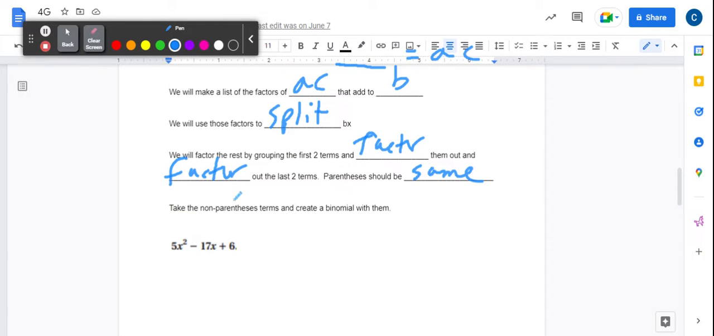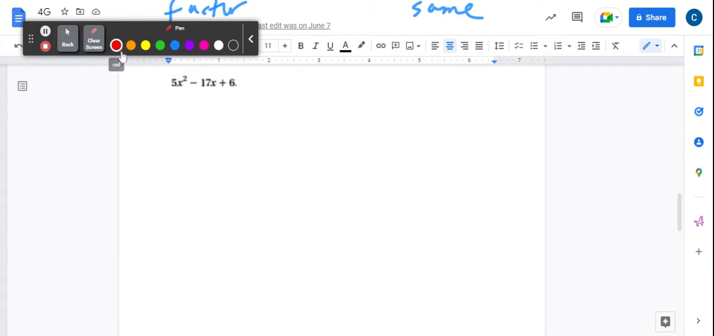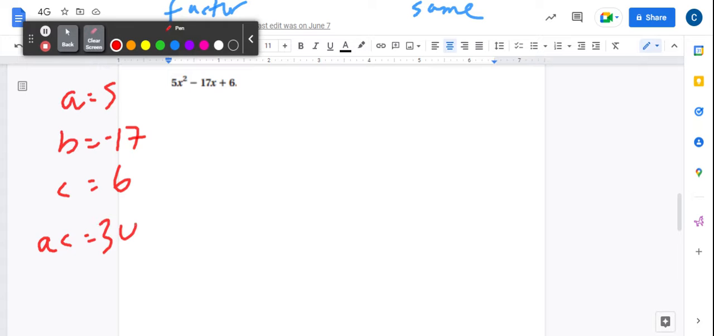But this is going to go along with the way we did it earlier, just to eliminate confusion if we can. Okay. So first thing, looking at this equation here, a is 5, b is negative 17, c is equal to 6. So first we have to find ac. We have to multiply a and c. So ac is 30.